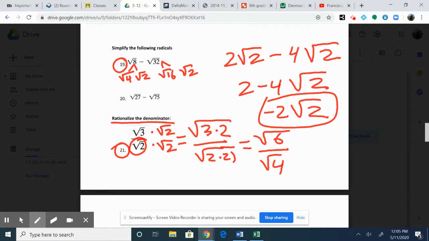We still have the square root, but now it's a perfect square. So if we take the square root, we can't simplify the top, so we're just going to leave it as square root of 6. And on the bottom, we're going to take the square root of 4, which is 2. And now our denominator is rationalized.